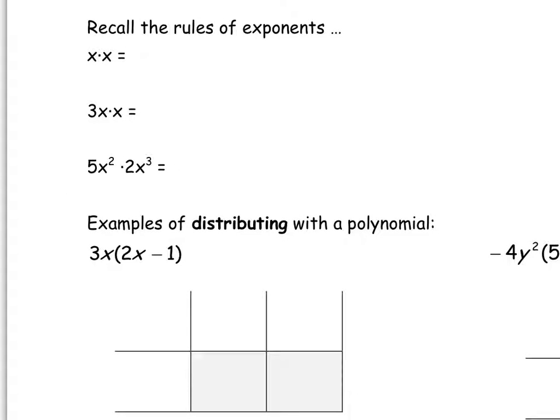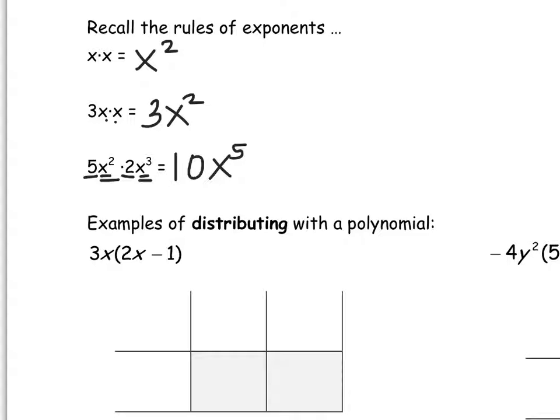x times x, we write that as x squared. 3x times x, the coefficient 3 stays the same, I get 3x squared. 5x squared times 2x, I multiply the coefficients to get 10, and then I count up how many x's there are, 2, and then 3, so that's 5 total.